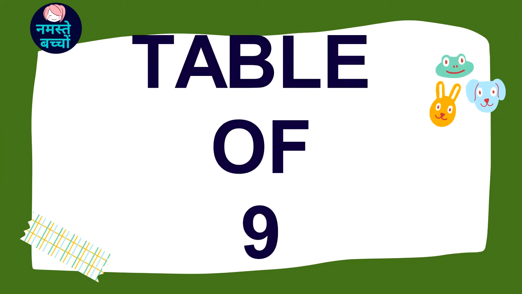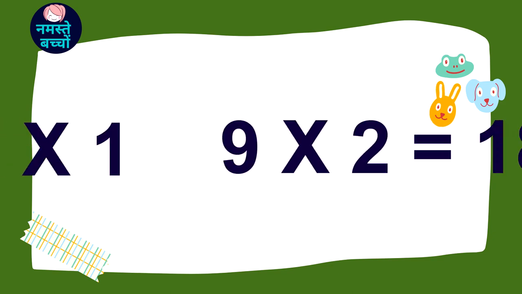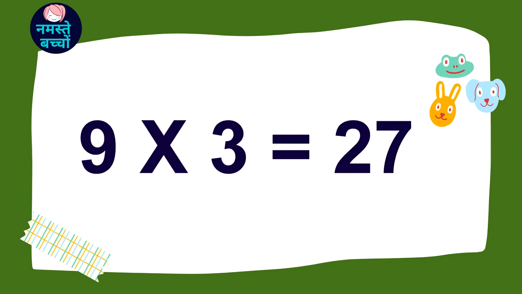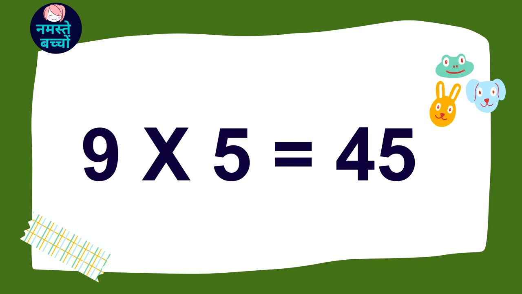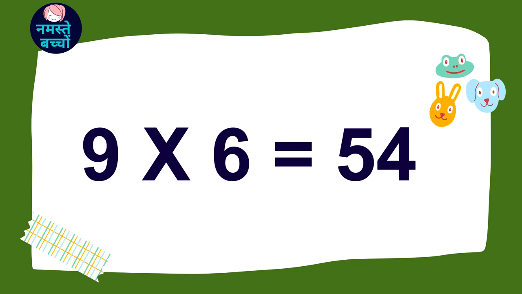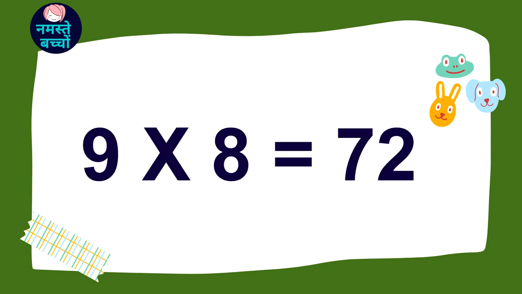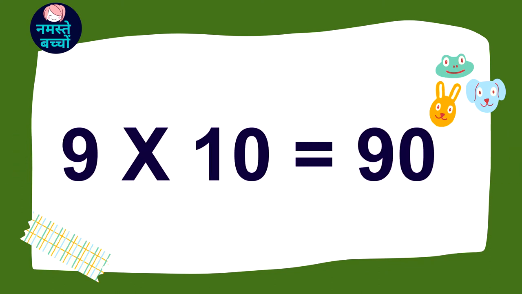Table of 9. 9 ones are 9. 9 twos are 18. 9 threes are 27. 9 fours are 36. 9 fives are 45. 9 sixes are 54. 9 sevens are 63. 9 eights are 72. 9 nines are 81. 9 tens are 90.